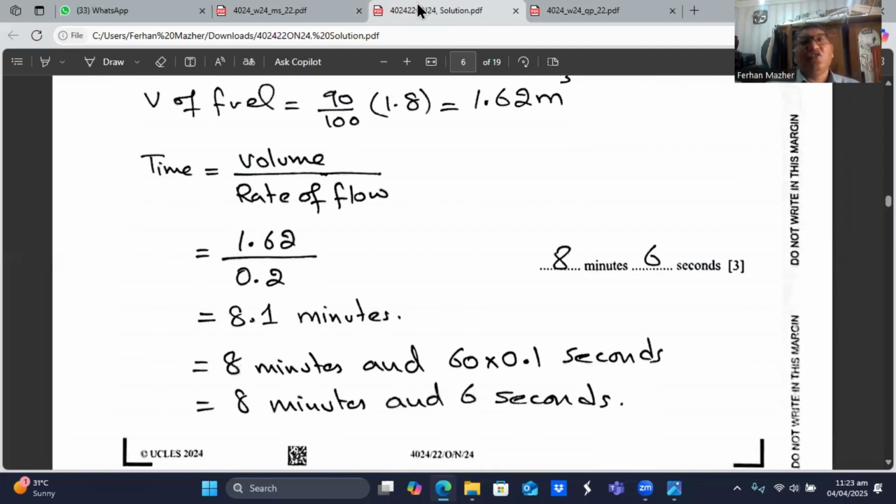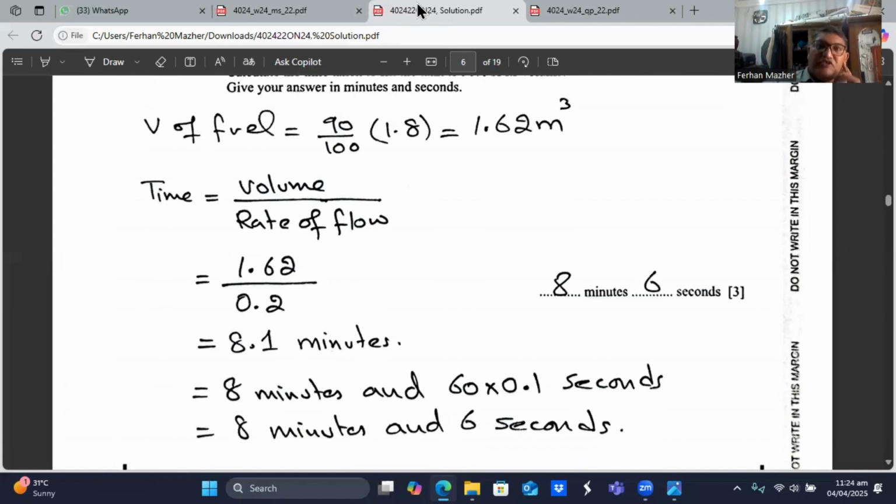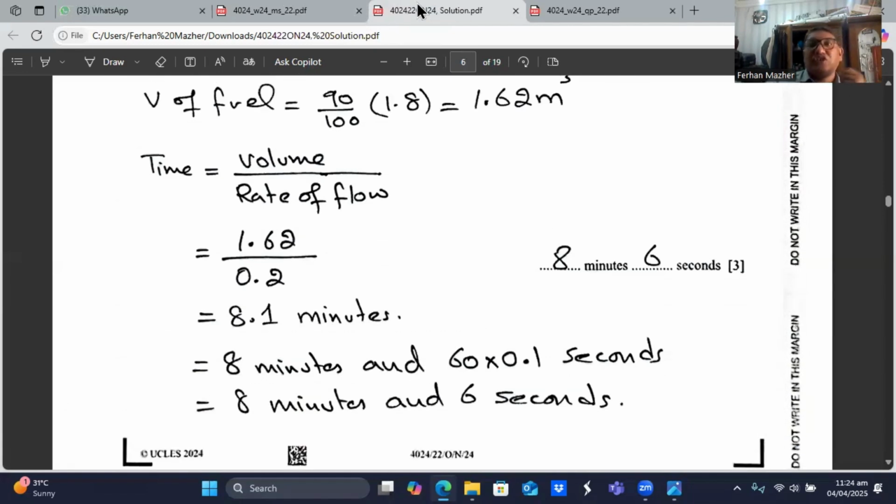So the 90% of that will be 90 by 100 multiply 1.8. That will be 1.62 meter cube. And the time will be equal to the volume which you need to fill divided by the rate of the flow. So 1.62 meter cube divided by 0.2 meter cube per minute, and you will get 8.1 minutes.